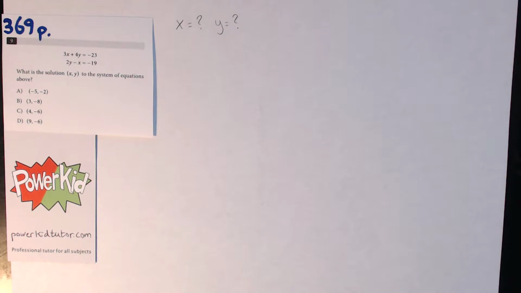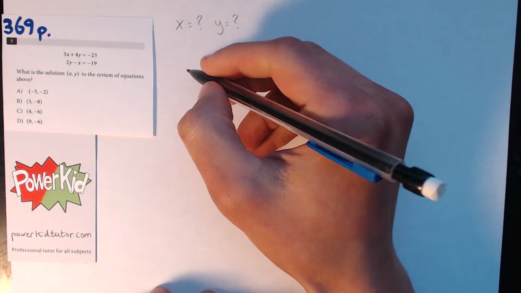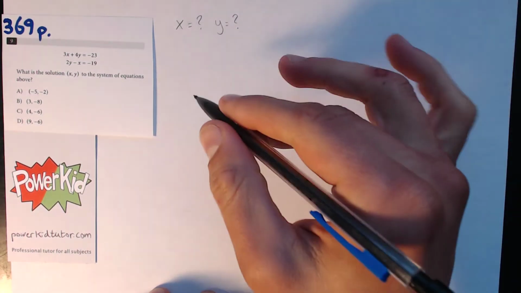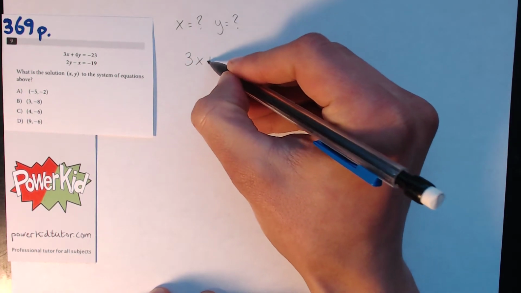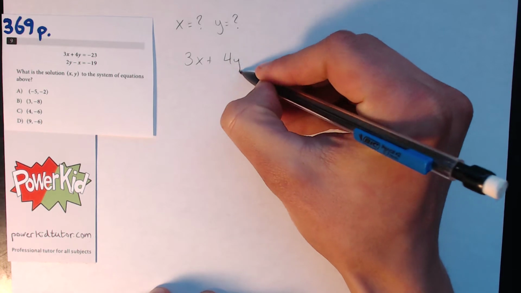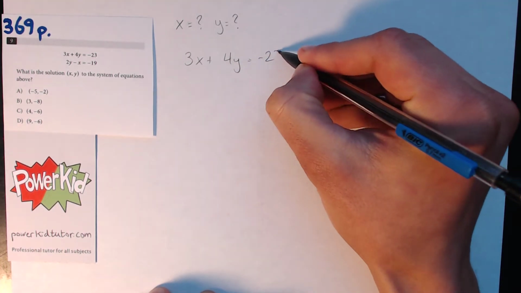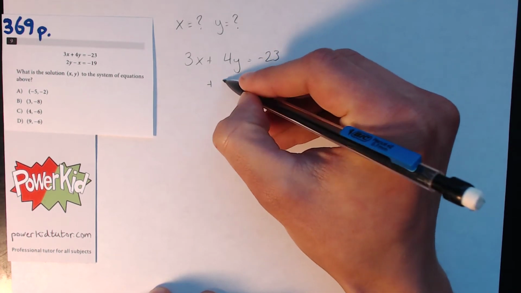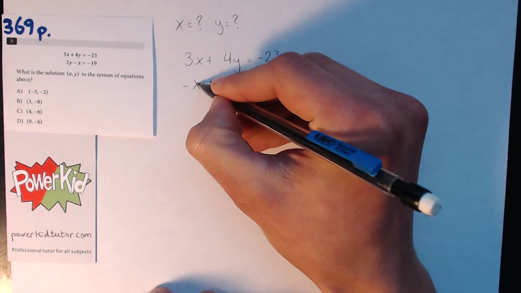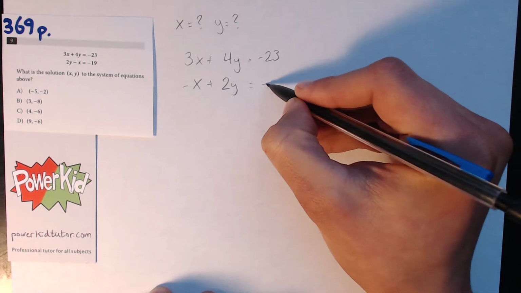Now systems of equations can be solved in two different ways, substitution and elimination. But I like elimination because elimination works all the time. So the first thing I'm going to do is write out this question in my own handwriting, because writing questions out in your own handwriting allows you to take the test on your own terms instead of the test's terms.